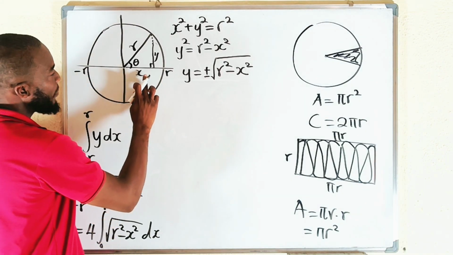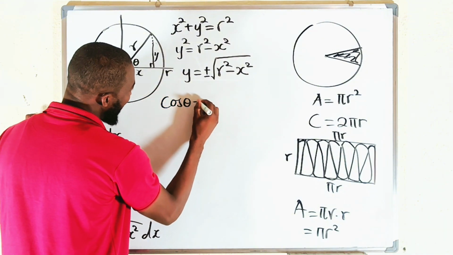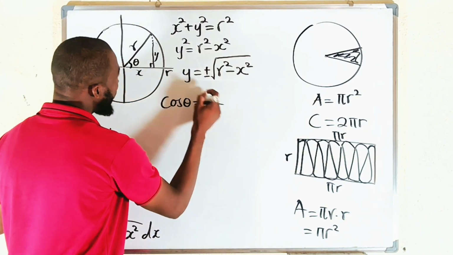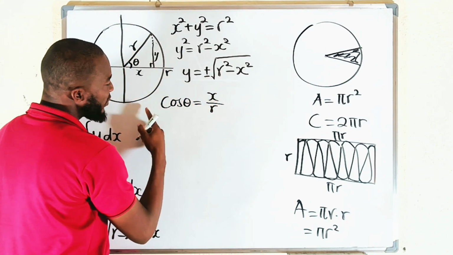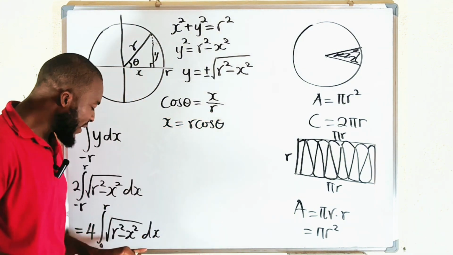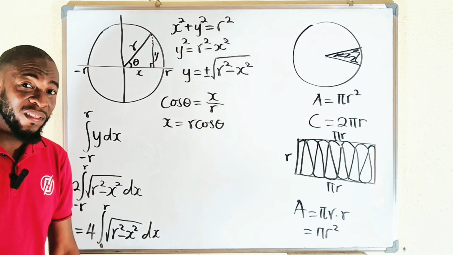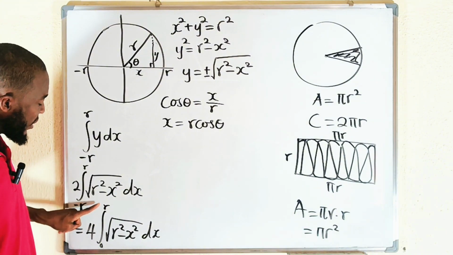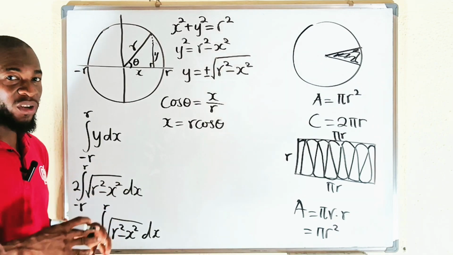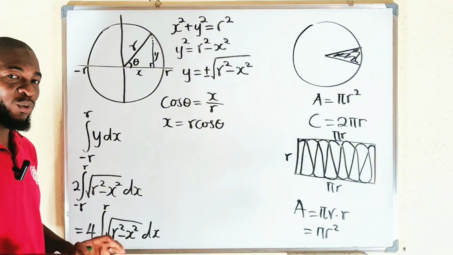Remember, cosine of this angle theta, let me write it here. Cosine of that angle theta is equal to adjacent divided by hypotenuse. Adjacent, which is x, divided by hypotenuse, which is r. So you can multiply both sides by r so that x will be equal to r cos theta. So instead of this particular x, we can replace it with r cos theta. But remember, our boundary, which is 0 to r, will have to change because initially we are dealing with a function in terms of x. But now substituting a function in terms of theta, even the boundaries will change.